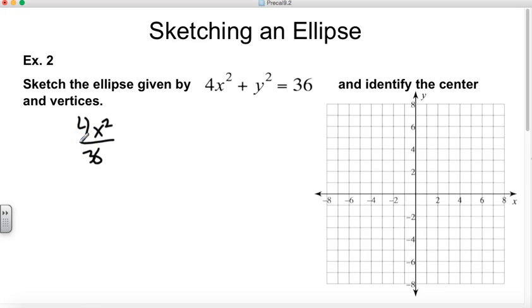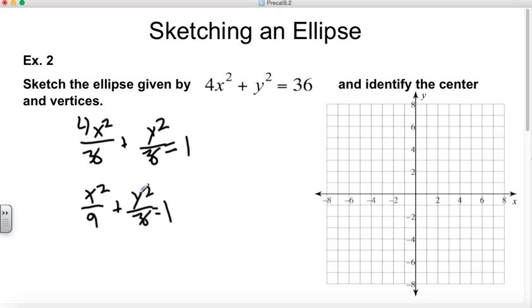So we're going to divide this fraction by 36. We're going to divide the y squared by 36. And then when we divide 36 by 36, we get 1. Okay, let's reduce. So we get x squared over 4 over 36 reduces to 1 over 9. And then this one doesn't really need to be reduced. It's just over 36 equals 1. Okay, so what we need to do is identify what's our center, right, and what are A and B.